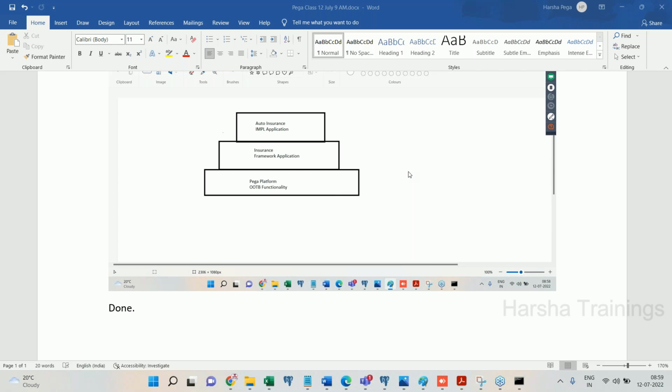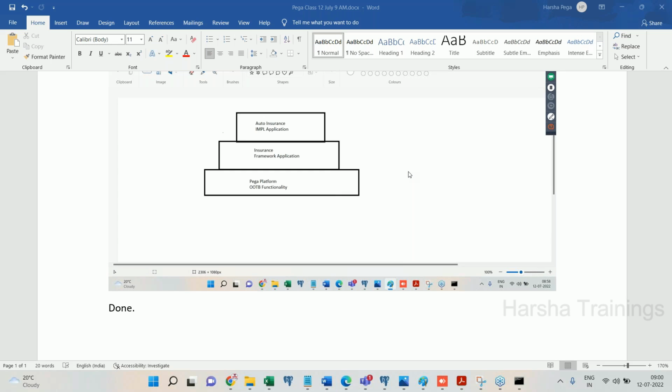While creating the implementation application, we clicked on the name of our framework application. Clicking on the framework application, your application is going to get created on top of the framework application.